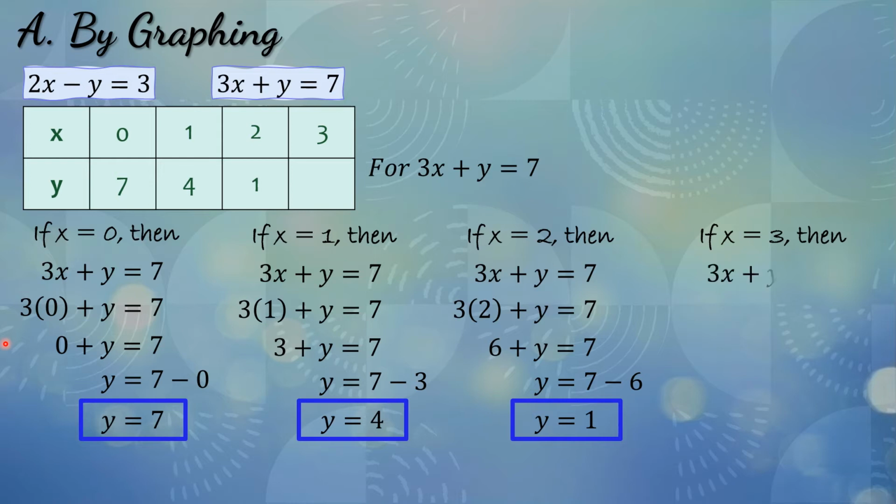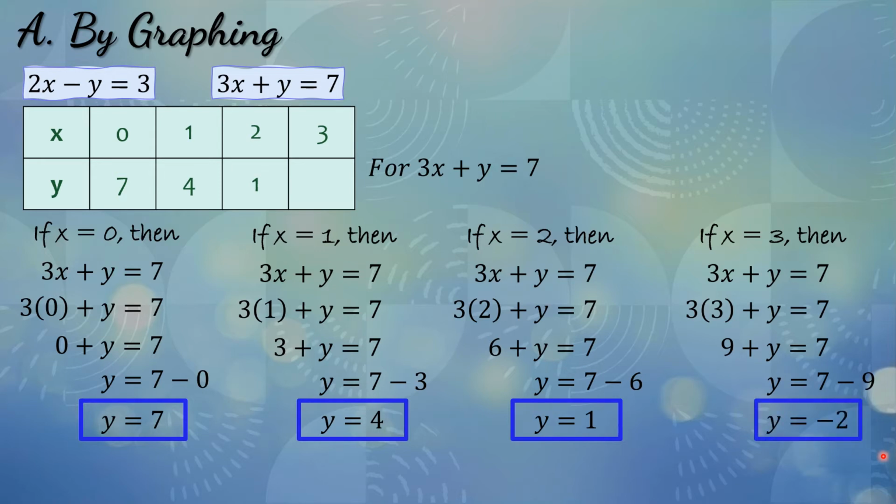Last, if x is equal to 3, then 3x plus y equals 7. Again, isubstitute natin yung 3 sa variable x, so magiging 3 times 3 plus y equals 7. 3 times 3 is 9 plus y equals 7. Transpose 9 to the right side, so magiging y equals 7 minus 9. And the value of y will be negative 2 because 7 minus 9 is negative 2. At yung negative 2 ang magiging partner ng 3, which is yung x-coordinate, at kumpleto na ang ating table of values para sa 3x plus y equals 7.